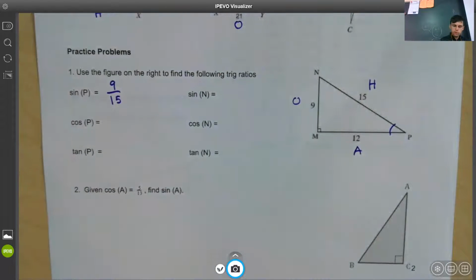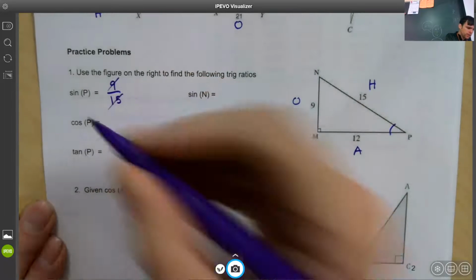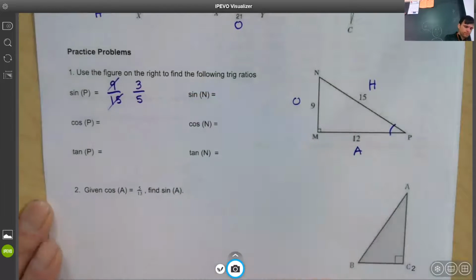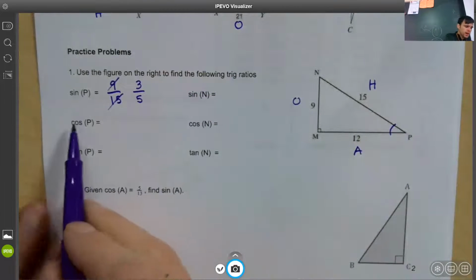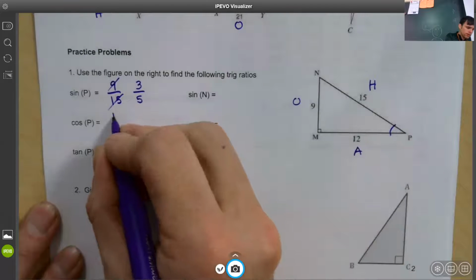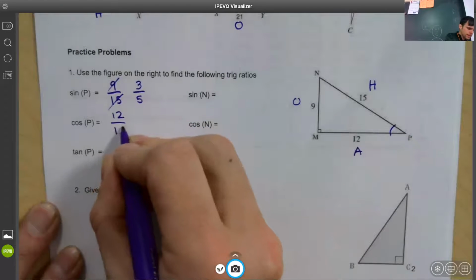Now this does reduce. We could simplify this if we want to. Generally, when we report fractions, we would like for them to be in simplest form. So I'll go ahead and do that. These are both divisible by 3, so that's 3/5. Cosine of angle P, cosine is adjacent over hypotenuse, so that's 12 over 15.